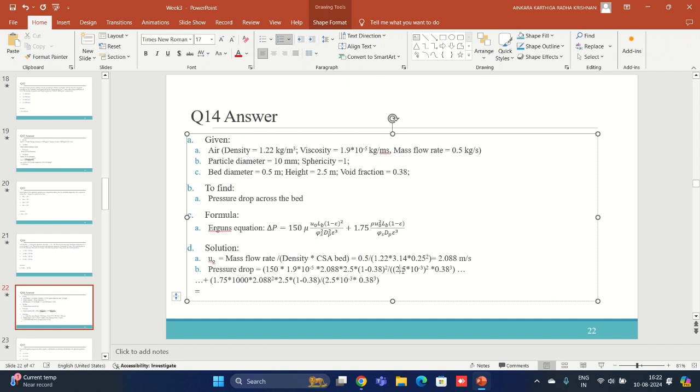What is the diameter of the particle? It is 10 mm, not 2.5 mm. So again, 150 into 1.9 into 2.088 into 2.5 into 0.62 square, divided by 10 power minus 4, divided by 0.38 cube.